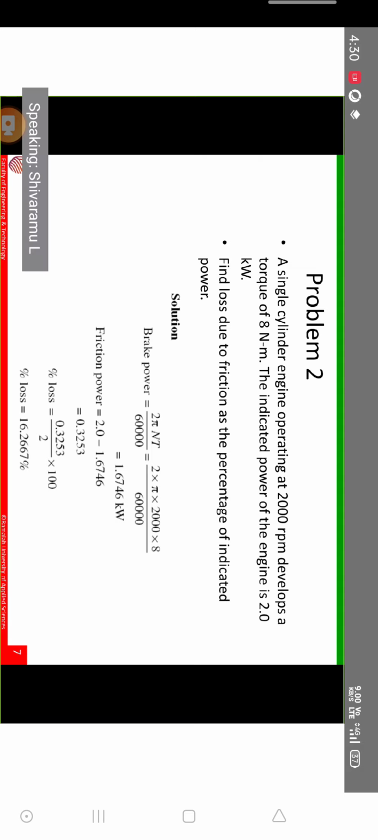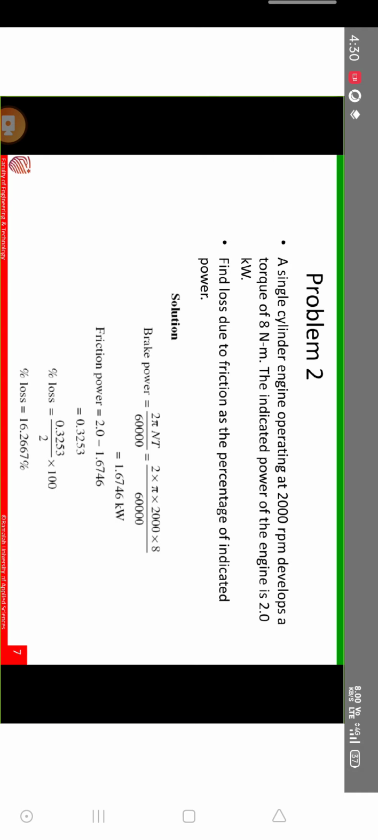So 2 pi n is given, that is 2000. Should we use N by 2 or just use N? No. Always in brake power, you should not do N by 2. Whether it's a 4-stroke or 2-stroke, please remember in brake power you should not consider N by 2. It should always be N only. Whatever they have given in the problem, you have to substitute as it is for brake power.